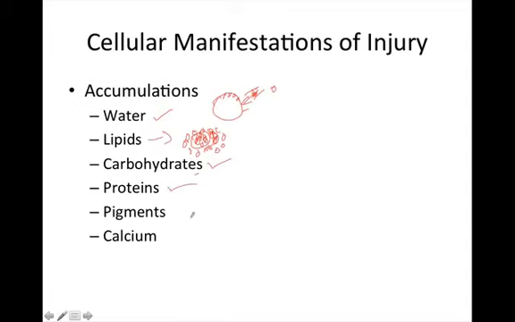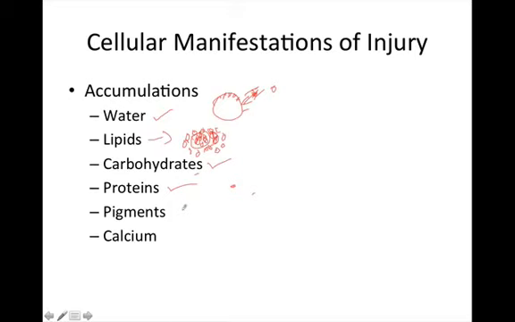Same thing with protein accumulations. They can occur, for example, from misfolded or improperly folded proteins, which typically tend to go along with genetic disorders, malnutrition problems, and so on.